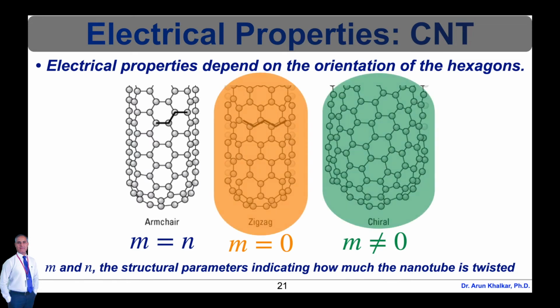The next two possible orientations of hexagons in carbon nanotubes share electrical properties similar to semiconductors. Those with the hexagons oriented in a circle around the nanotube have a configuration labeled zigzag.